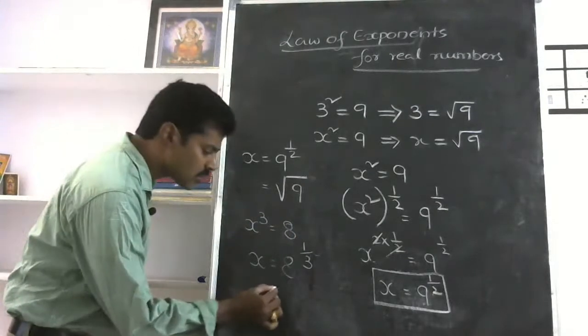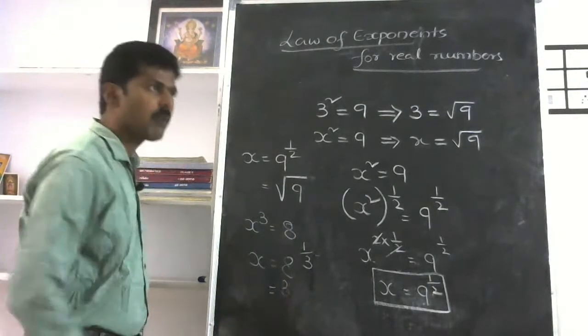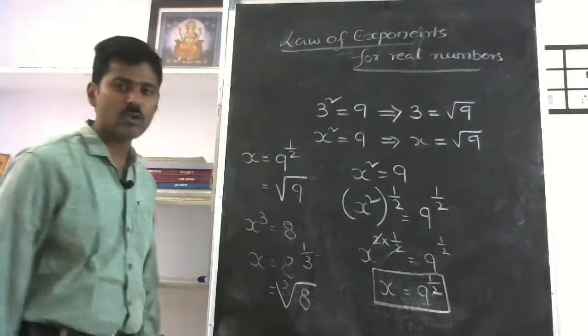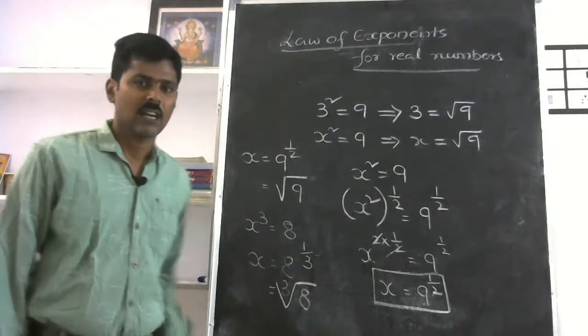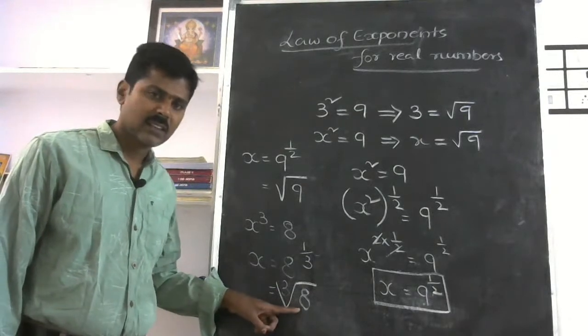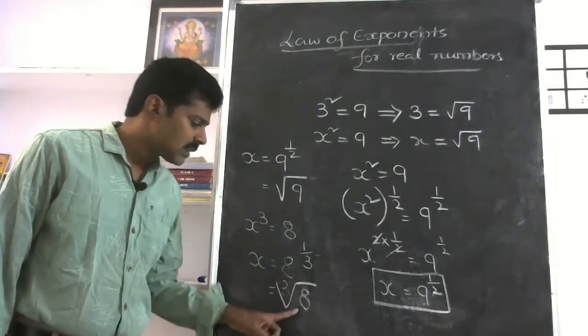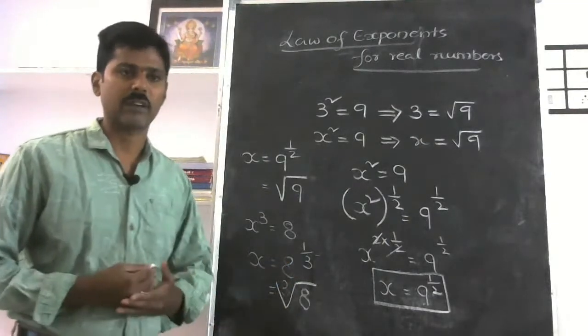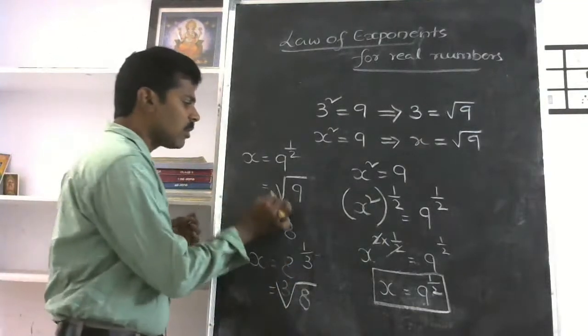So the symbol notation of 8 power 1 by 3 is nothing but cube root 8. This is known as cube root 8. A cube root 8 denotes, in exponential form, 8 power 1 by 3. Remember very carefully.